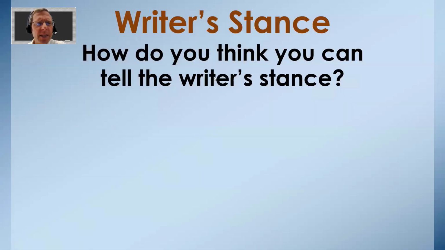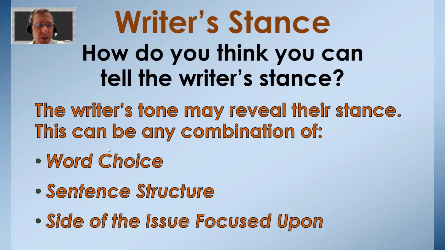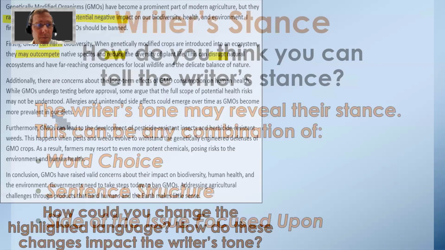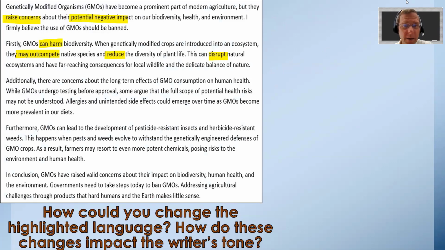So how do you think you can tell a writer's stance? Well, we can look for their word choice, their sentence structure, or which side of the issue they choose to focus on. Okay, so let's take a look at the language used here. Okay, and we are going to try to strengthen this author's stance here.